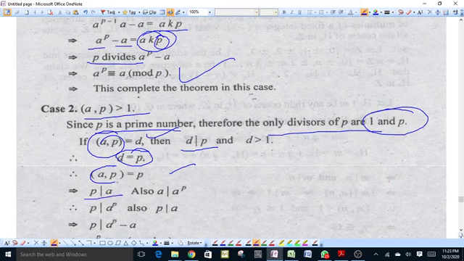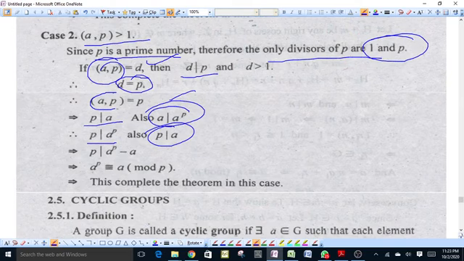That implies p divides a and also p divides a raised to power p, from the very basic properties of divisibility of numbers. Therefore, p divides a raised to power p, also p divides a. This means p divides a raised to power p minus a. This is the definition of congruency. A raised to power p is congruent to a modulo p. This completes the proof of the theorem.